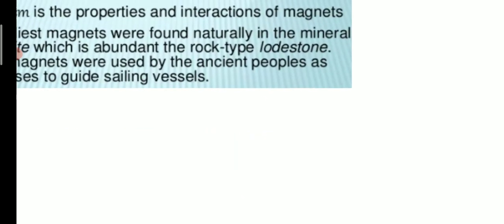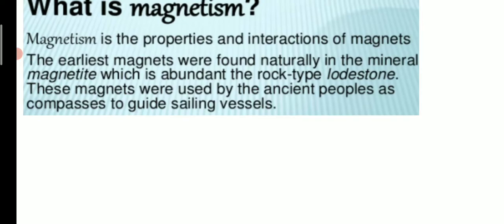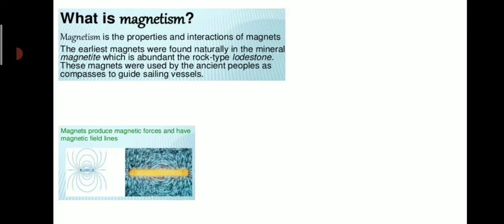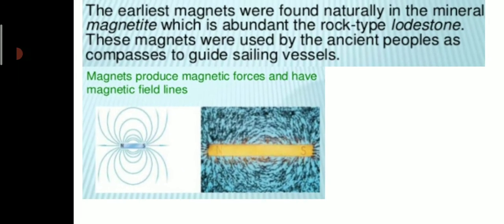What is magnetism? Magnetism is the properties and interactions of magnets. The earliest magnets were found naturally in the mineral magnetite, which is abundant in the rock type lodestone. These magnets were used by the ancient peoples as compasses to guide sailing vessels. So, this is a picture showing magnetism.